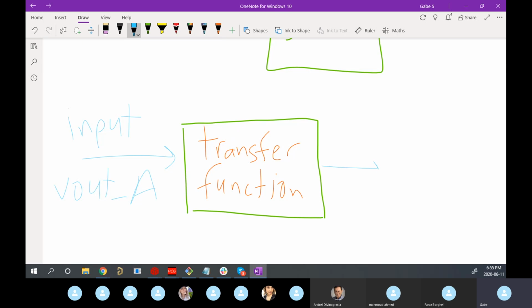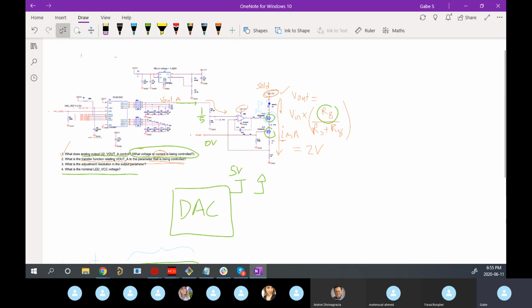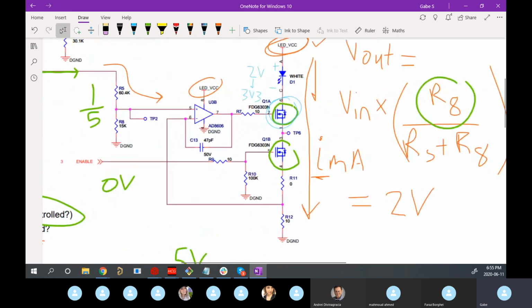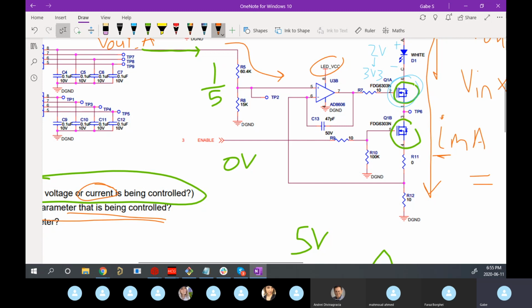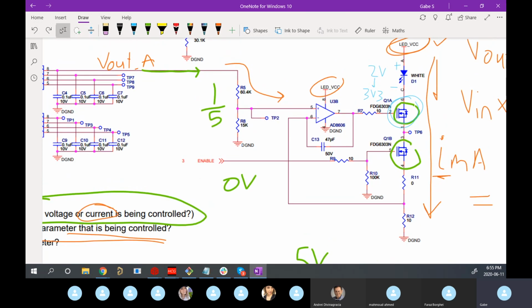What am I getting as the output? Right? And in our case, physically, this transfer function is actually this whole cascade of circuitry. Our transfer function is everything that comes after V out A. So this resistor, this voltage divider, this op amp, this MOSFET network, this LED, all of those are hidden inside my transfer function box, and they'll represent the conversion from V out A to the current being controlled here.